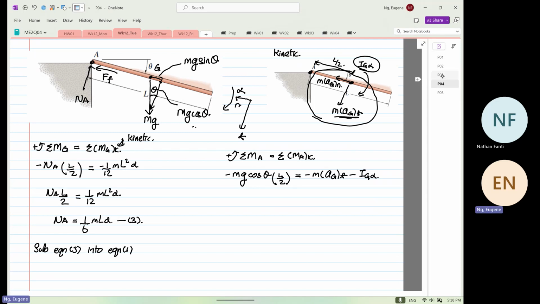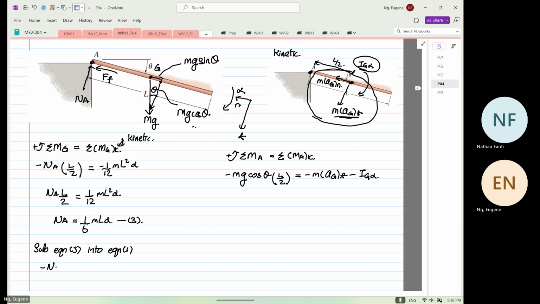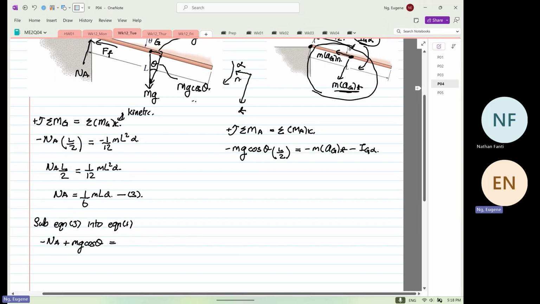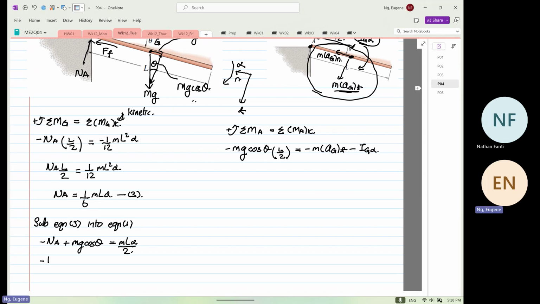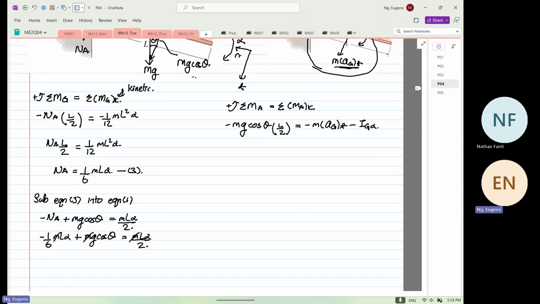Okay, I'll be done in less than a minute. Okay, so minus NA plus mg cos theta, and this will be equal to ml alpha over 2. Okay, so it's minus 1/6 ml alpha plus mg cos theta is equal to ml alpha over 2. We can get rid of the mass because the mass on the left-hand side and the mass on the right-hand side is really the same. So g cos theta is equal to L alpha over 2 plus L alpha over 6.